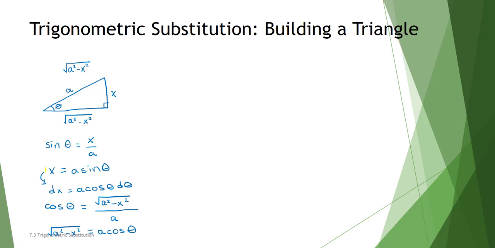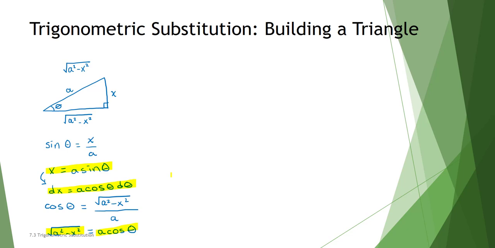Now you can use this information to substitute in for your integral. So you will replace the square root of a squared minus x squared in your integral by a cosine theta. Any x that appears in your integral, you'll replace with a sine theta, and you'll replace the dx by a cosine theta d theta.